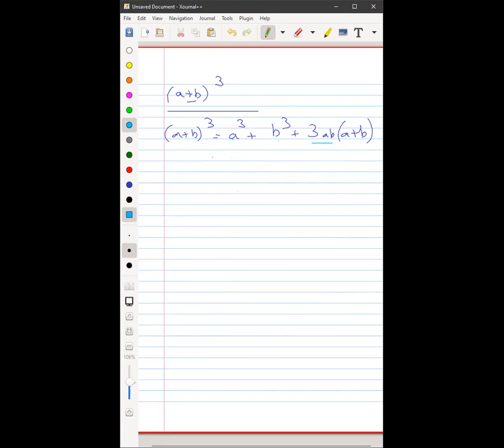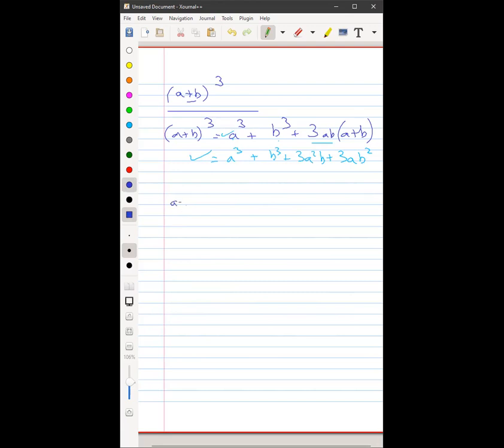Sometimes we also write this as a cubed plus b cubed plus 3a squared b plus 3ab squared. This is one and the same thing. Sometimes we use both of these identities depending on the question.